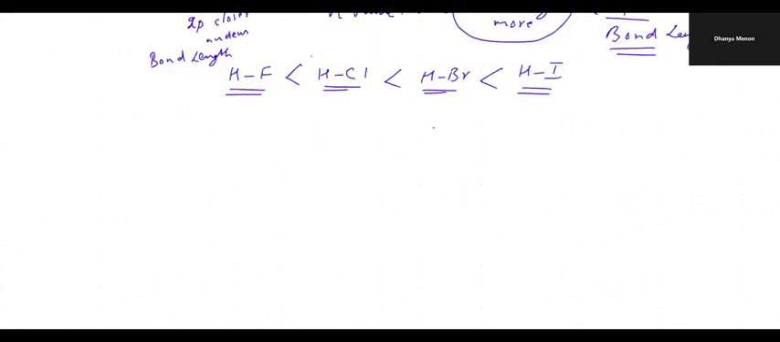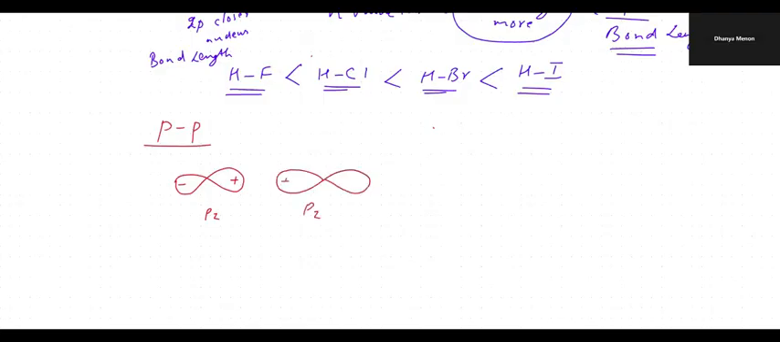Now, coming next to PP head-on overlap. Suppose I'm taking pz. This is minus and this is plus. The sign is very important, so orbitals with the same sign overlap. This is another pz; orientation is also important. This is plus and minus. They overlap head-on to give you a pz-pz or PP sigma bond.